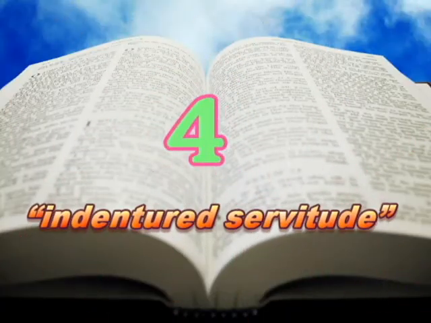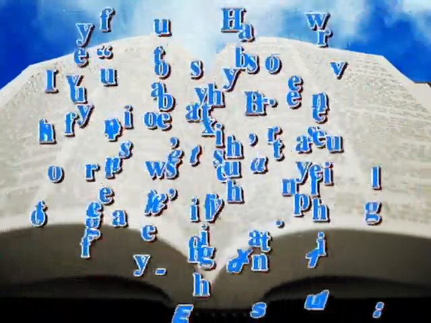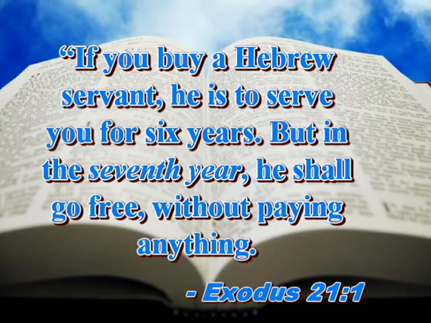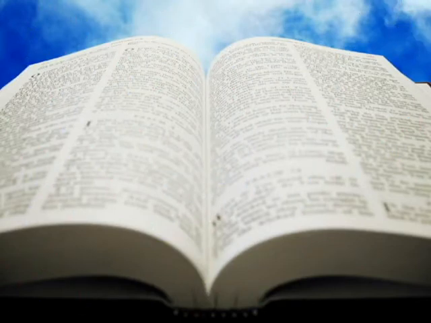4. This indentured servitude is more analogous to the life of peasantry in the feudal system than the lives of chattel slaves in the slave states. Lifelong servitude was strictly prohibited. If you buy a Hebrew servant, he is to serve you for 6 years, but in the 7th year he shall go free, without paying anything. An injured slave was to be set free with all debts cancelled.